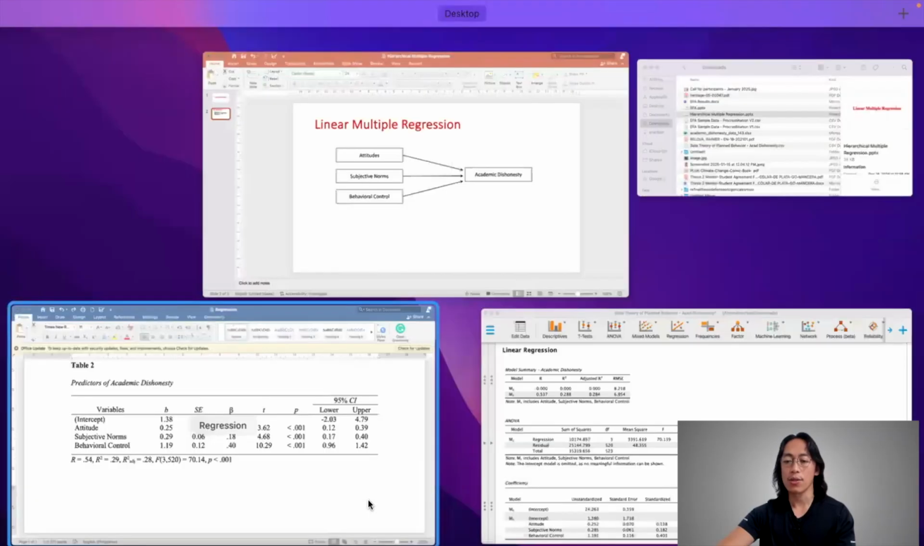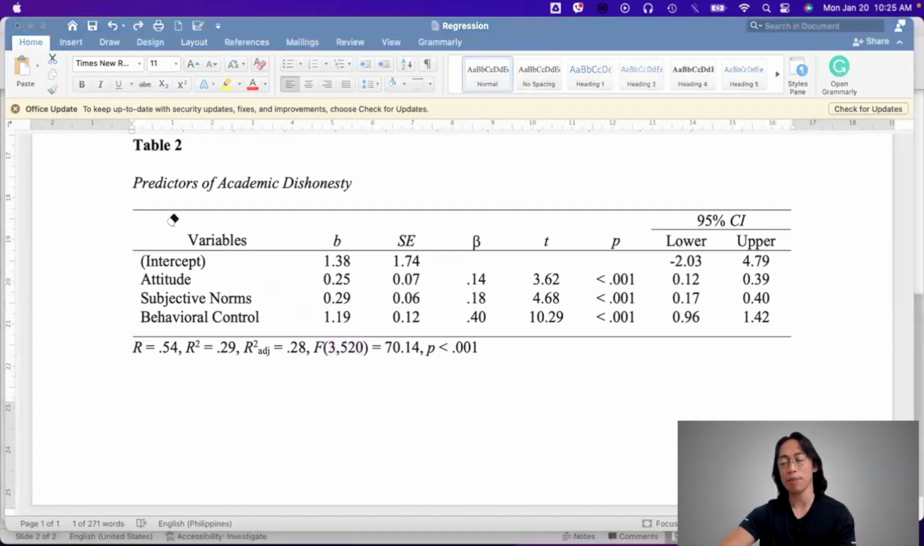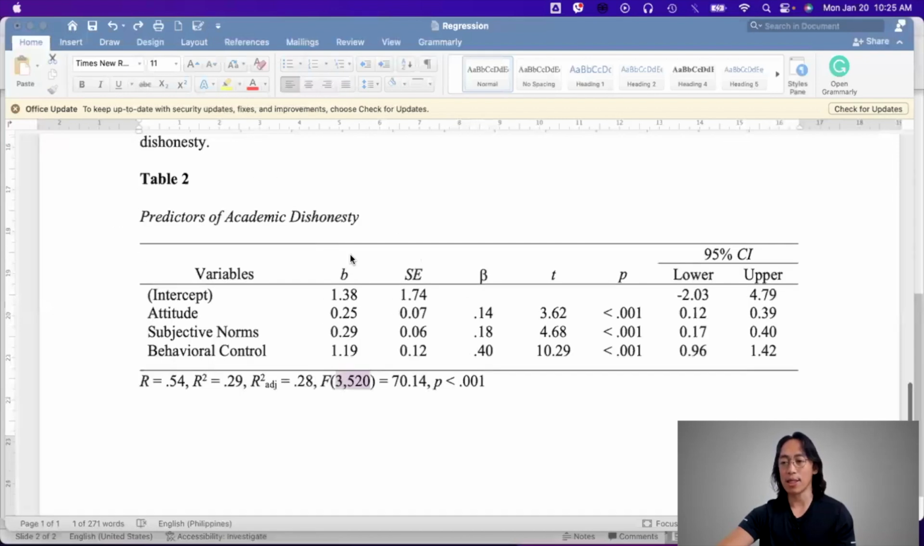Okay, so take a good look at our APA formatted tables. If you have any questions, please let me know in the comment section. So, you know, these tables are pretty simple.